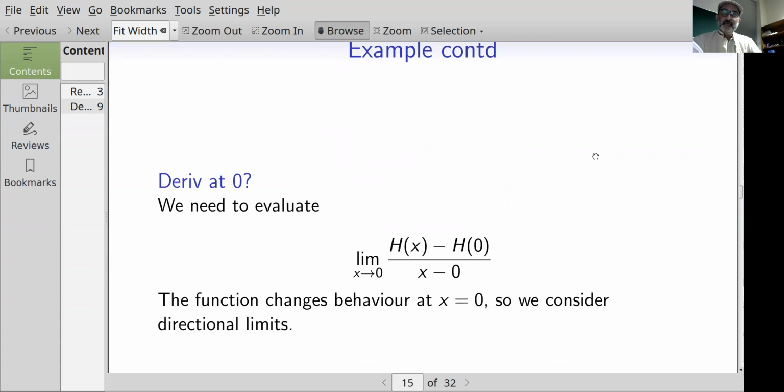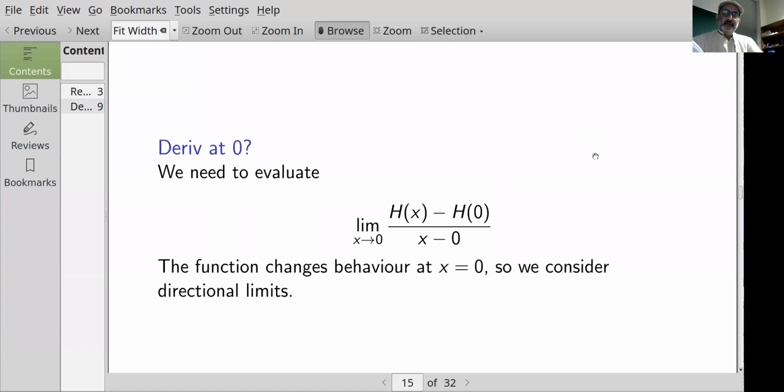Okay, now we consider the derivative at 0. To get the derivative, if it exists at 0, we have to take the limit as x goes to 0 of h of x minus h of 0 over x minus 0. Well, if you have h of x with x being very close to 0 but positive, then h of x is 1. And if you have x less than 0, very close to 0 but less than 0, x is negative, then h of x is 0.